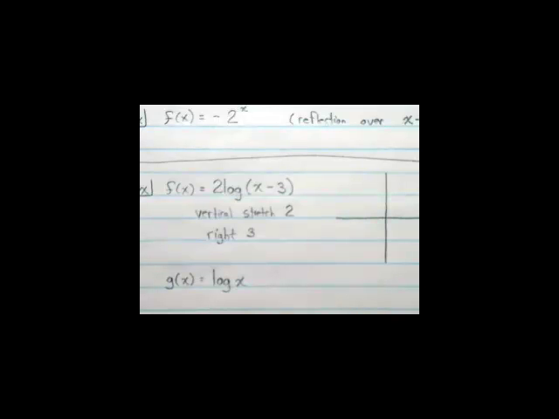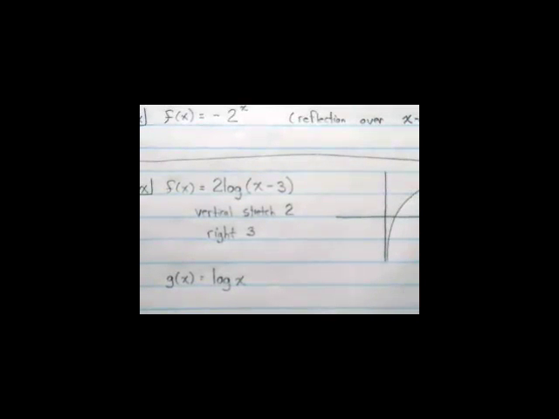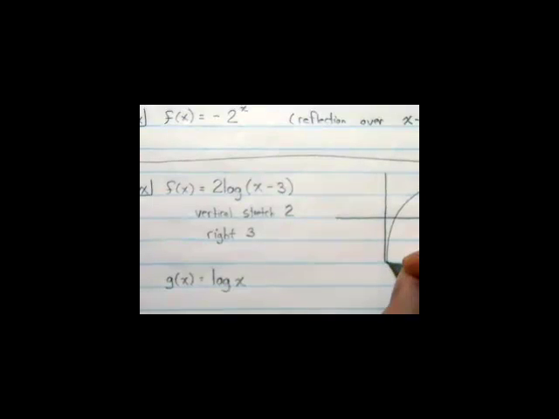What's the base if I don't write a base in there? 10, right? Common log. If you don't write it, it's actually 10. So is this going to be like a growth type log or a decay type log? Growth. So it's going to look like this. And it's going to go through the point 1, 0, like we talked about. That's kind of that little anchor point we're going to use.